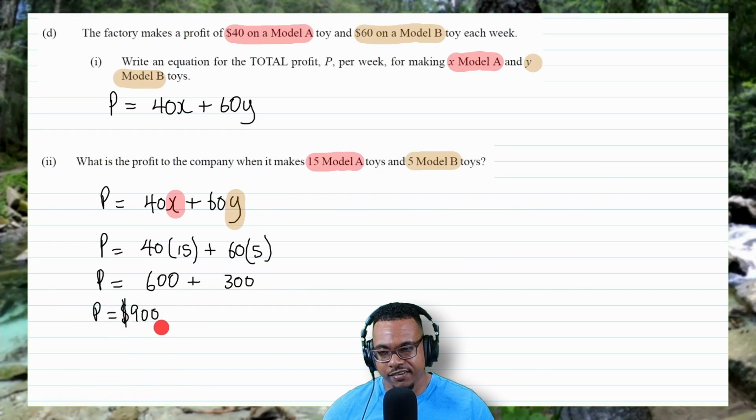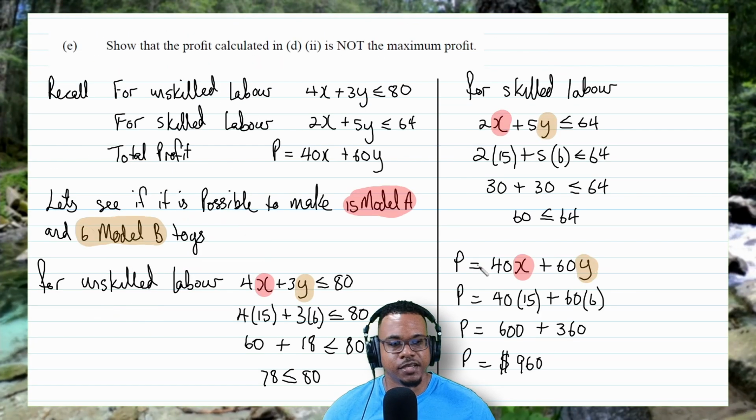All they wanted us to do here was to show that the maximum profit calculated in D part 2, the total profit of $900, was not the maximum. All right, so we see that we could get a profit of $960 by making an extra Model B toy, and we have the amount of hours of unskilled and skilled labor to make the extra Model B toy. All right, which will give us a greater profit. So therefore, we have answered this question.